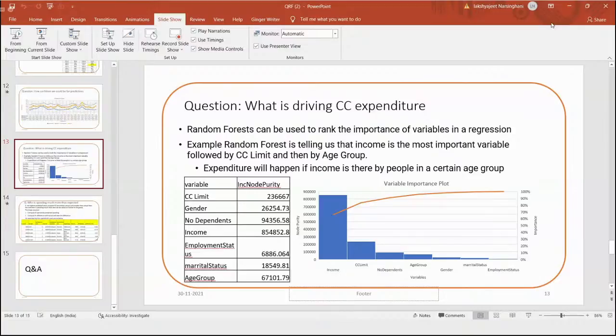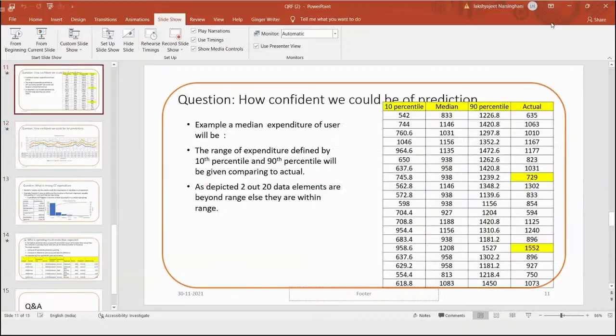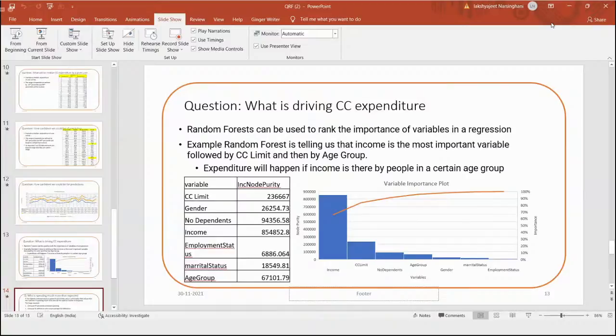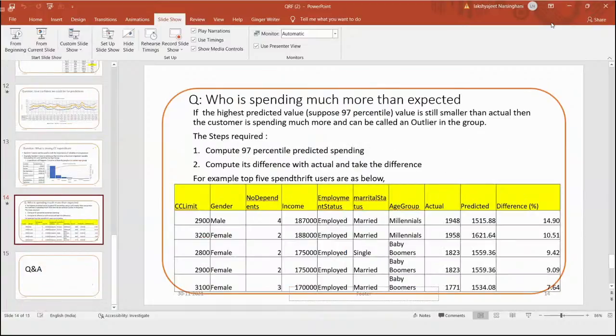See, for different slides, we run the model differently, we do prediction differently. 10, 50 and 90 was the first slide, and 97 was used just to predict the extravagant spenders. So it is not that we always use 10, 50, and 90. We have used 97.5 also. We experimented with the 100th percentile also. So we have done everything.